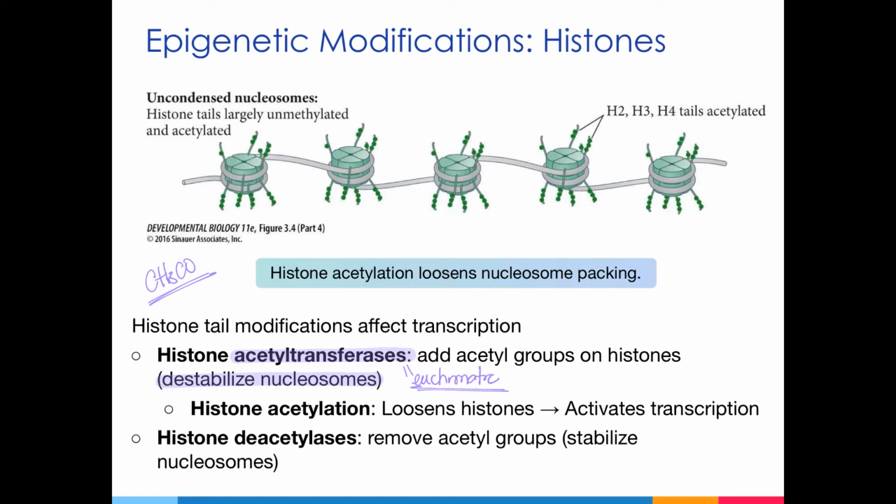On the other hand, the histone deacetylases, which remove the acetyl groups, would have the opposite effect. They would stabilize the nucleosomes, and as a result, the chromatin would be more heterochromatic.